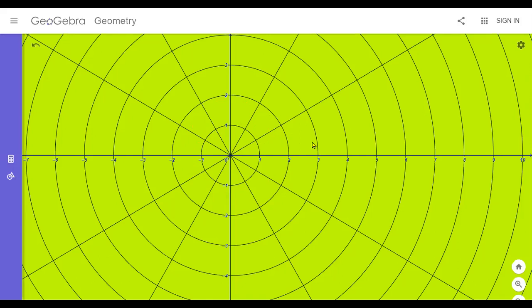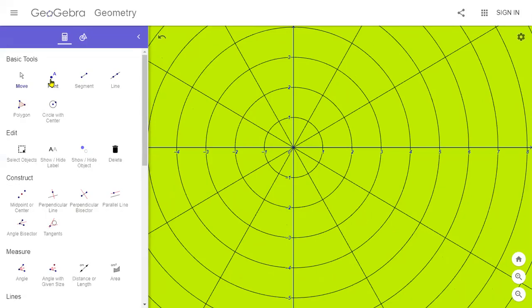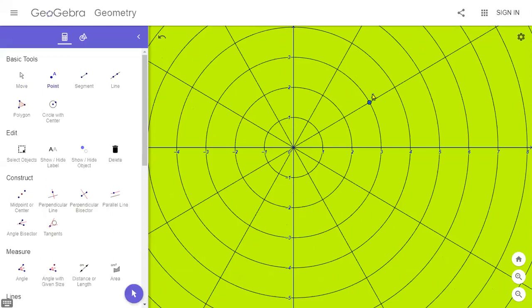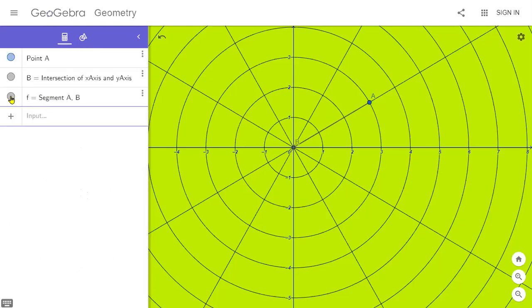Okay, let me take one point on this graph. Let's say this is the point A. We can take it anywhere. This is the point A, and we have to connect this point A to the origin. The very first step is connecting this point to the origin, and here the radius AB is formed.